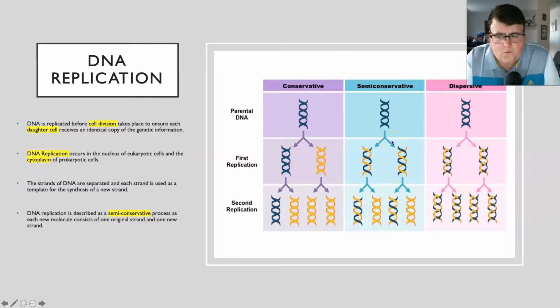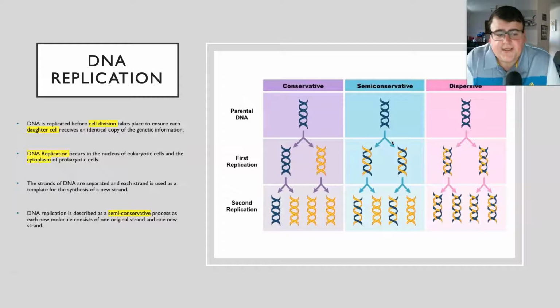For now, though, when in the cell is DNA replicated? DNA is replicated right before cell division takes place. That ensures that the daughter cells, so the new cells that arise from cell division, receive an identical copy of the genetic information. So we replicate the DNA to make sure there's two copies for each of the two new cells. DNA replication will occur in the nucleus of eukaryotic cells because that's where we find the DNA, whereas it will happen in the cytoplasm of prokaryotic cells because, as we know, prokaryotic cells don't actually have organelles, so they don't have a nucleus, it just happens in the cytoplasm.